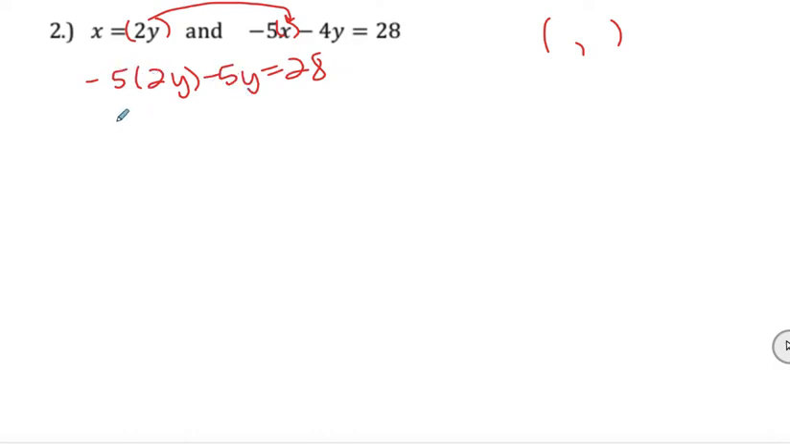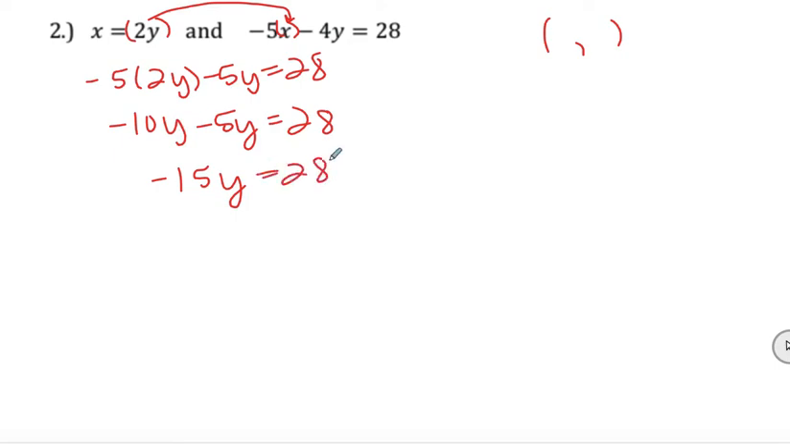Negative 5 times 2 is negative 10y, minus 5y equals 28. 10y and negative 5y, that's going to give us negative 15y, combining like terms there, equals 28. And so to finish this out, we would need to take 28 divided by negative 15. And if you don't have a calculator, right now would be a good time to get one to go through this math with me.